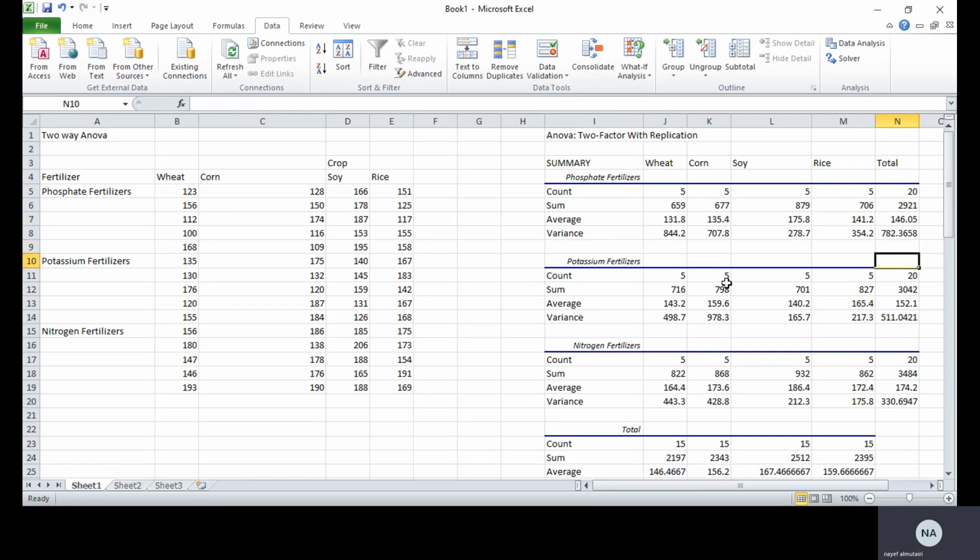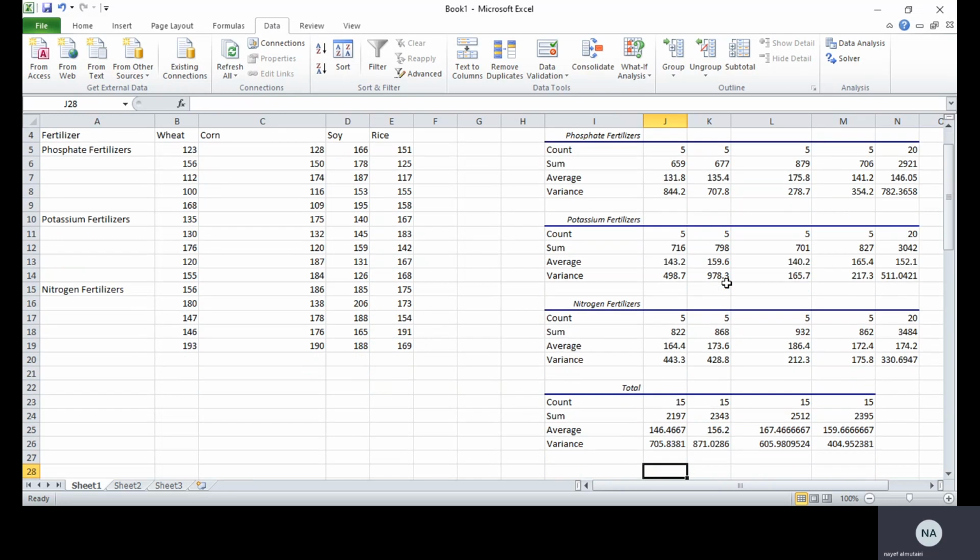For potassium fertilizer, we have the count and sum, but the average is the most important thing. Same thing for nitrogen fertilizer. We have it here. Now, the total, everything together, for wheat is 146, 156 for corn, soy 167, and 160 for rice.